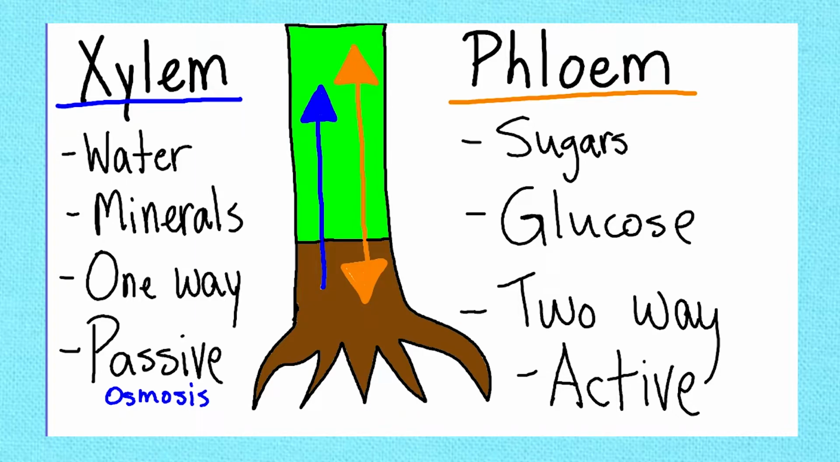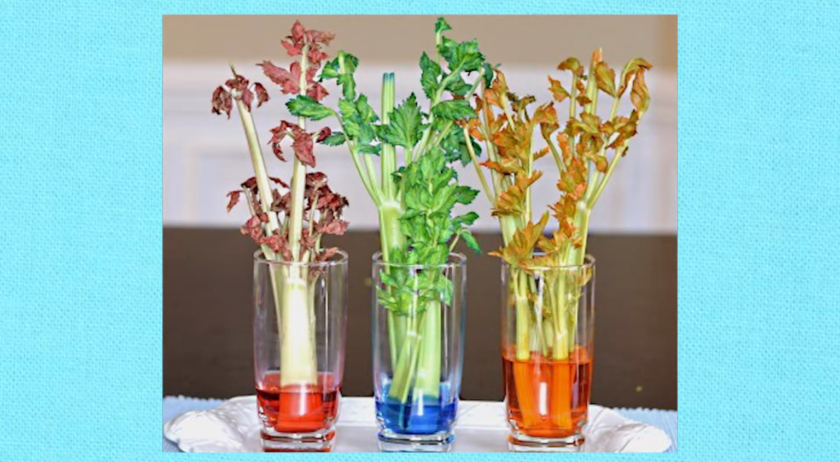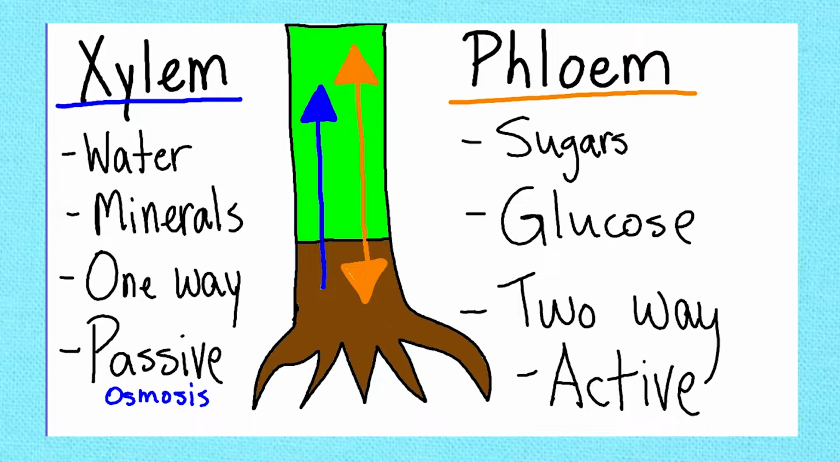This is why if you stick celery in colored food coloring, like you probably did in elementary school, the celery will start to pull colors up, so it'll start to turn red or blue or whatever you stuck it in. This is going to happen naturally because it's osmosis of water. Phloem, however, is going to move sugars and glucose and food and a lot of the bigger stuff that's not going to zoom through the xylem. It is a two-way street.